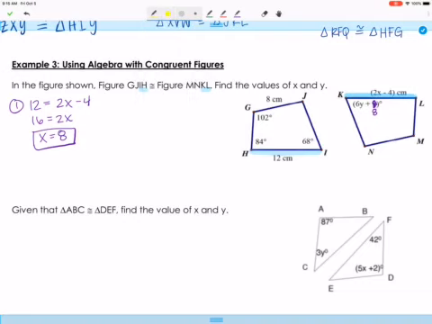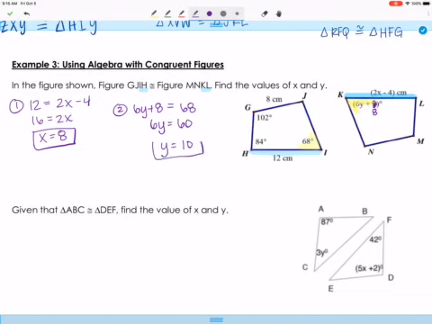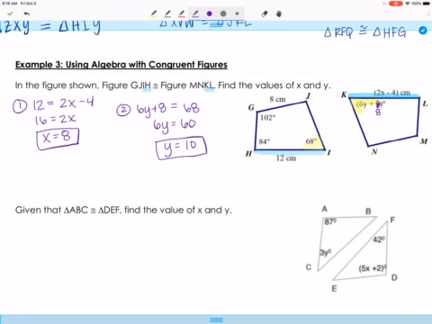So now I'm looking at how angle LKN should be the same as angle IHJ. So secondly, I know that 6y plus 8 should be the same measurement as the angle that's 68 degrees. So then 6y would equal 60, y would equal 10. Okay. Same type of setup for the second one.